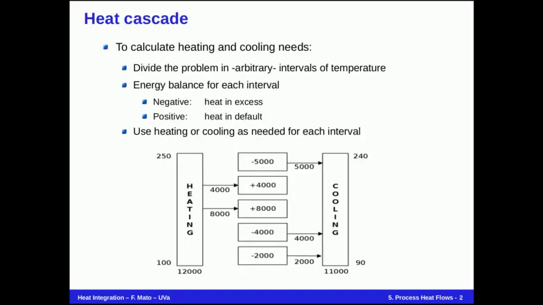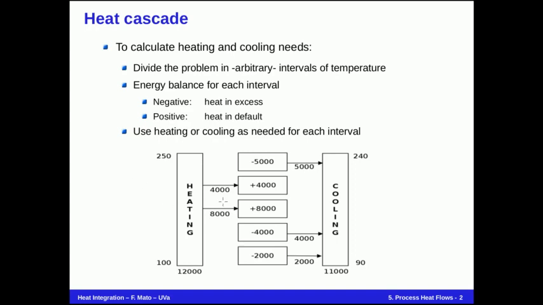One way to calculate heating and cooling needs is to divide the problem into arbitrary intervals of temperature. Then calculate the energy balance for each interval, taking it as negative if heat is in excess and positive if heat for the interval is in default. And finally, use heating or cooling as needed for each interval, summing up the total heating and the total cooling.